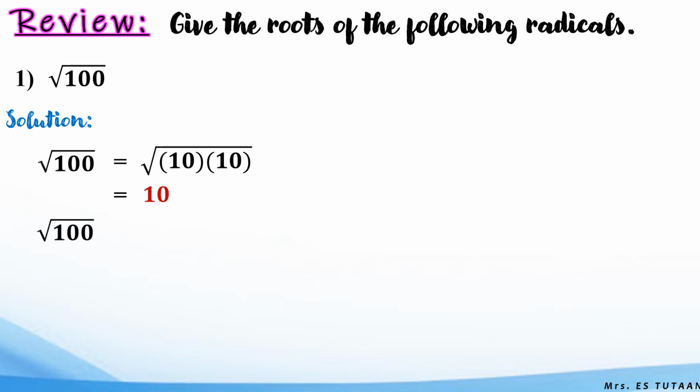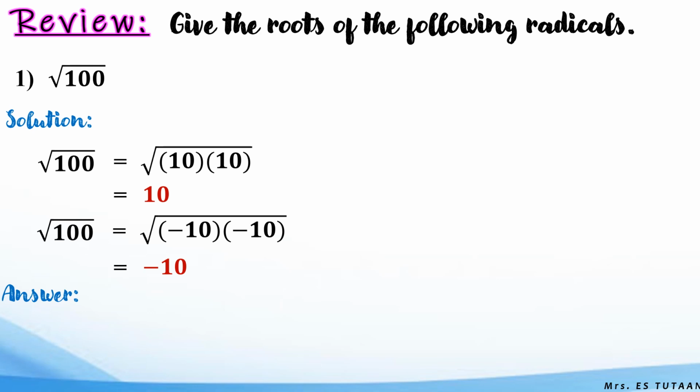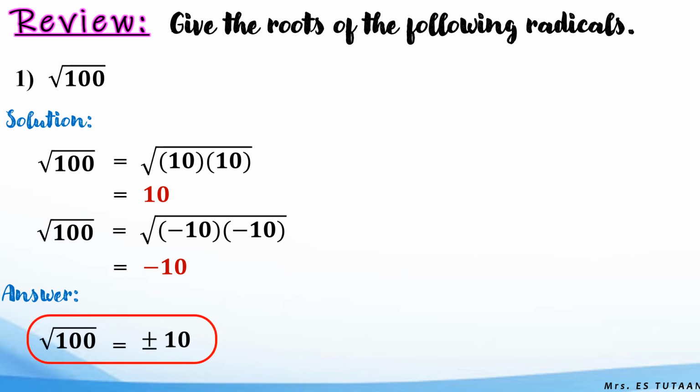So, ibig sabihin, ang square root of 100 ay equal din sa square root of negative 10 times negative 10. So, negative 10 times negative 10 is positive 100. So, accepted pa rin yung factors ng negative 10 times negative 10. And, ang square root of 100 ay pwede rin na negative 10. So, that means square root of 100 is equal to positive negative 10.